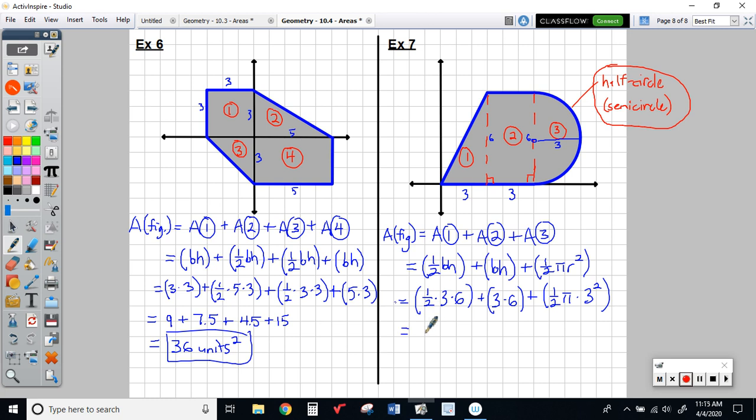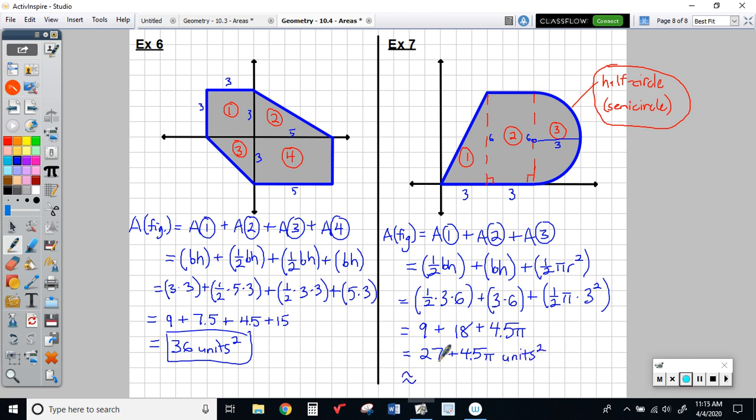So 1/2 of 18 would be 9, 3 times 6 would be 18, and then 9 times 1/2 is 4.5, so 4.5 pi. For the exact form, combine like terms: the pi part keeps separate from the regular numbers, so 27 plus 4.5 pi would be an exact answer in pi form, units squared.